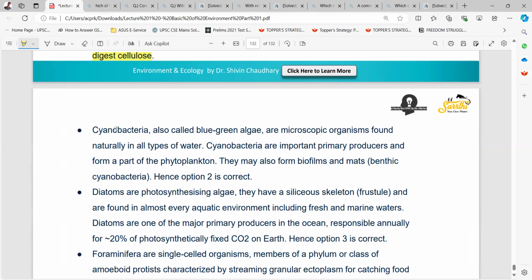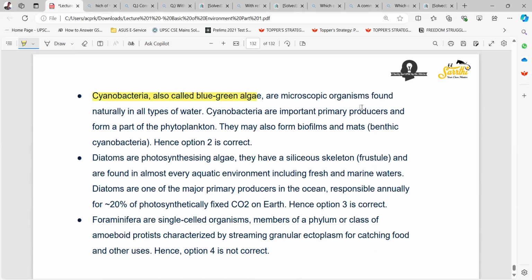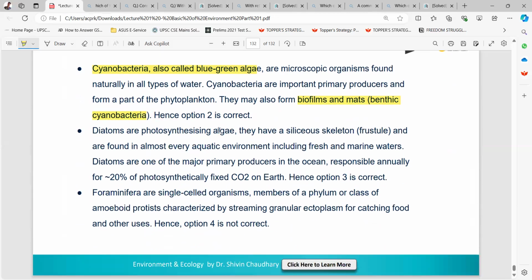Cyanobacteria, also called blue-green algae, are microscopic organisms found naturally in all types of waters. Cyanobacteria are important primary producers and form a part of phytoplankton. They may also form biofilms and mats. Benthic cyanobacteria. Diatoms are photosynthesizing algae.